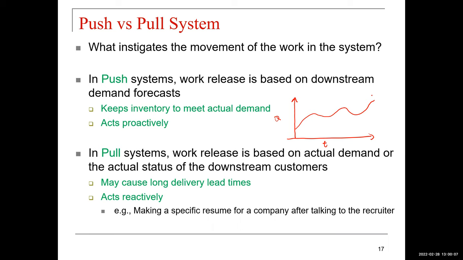So you're basically creating a trigger for the system. Say, I want to buy this. Now the system is going to pull all the resources to make that car and deliver the car to you. So in pull systems, work release is based on actual demand and the actual status of the downstream customers. It may cause long delivery lead times. And in the system, you're going to act reactively.